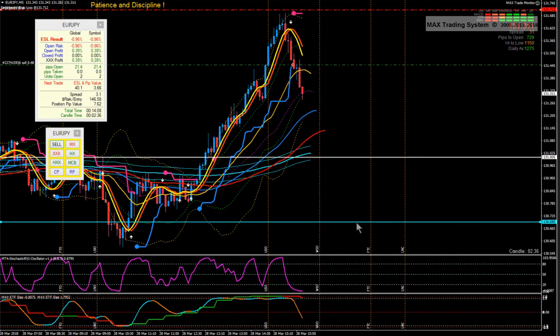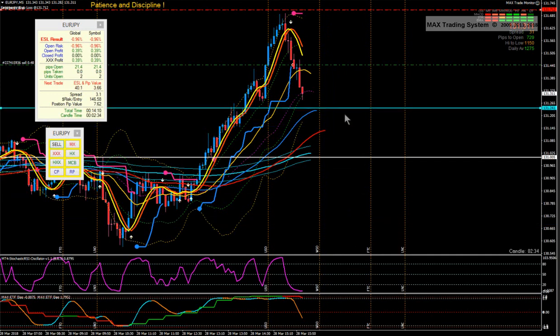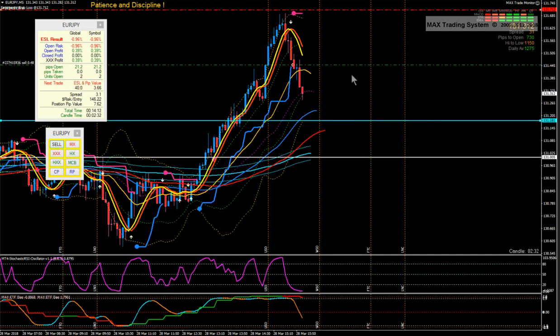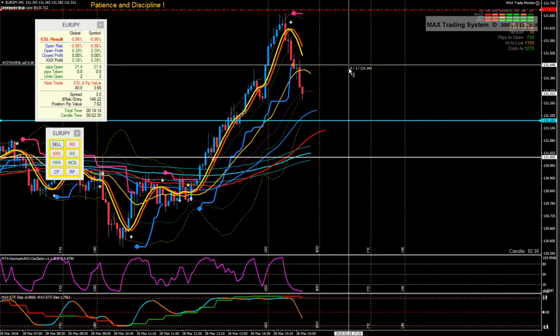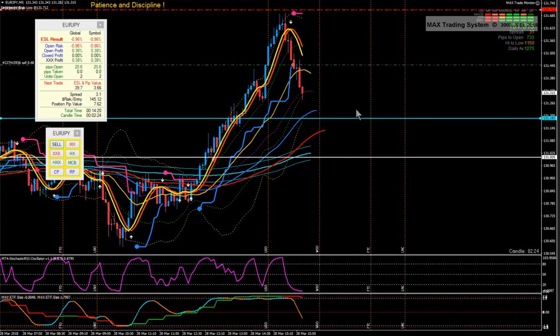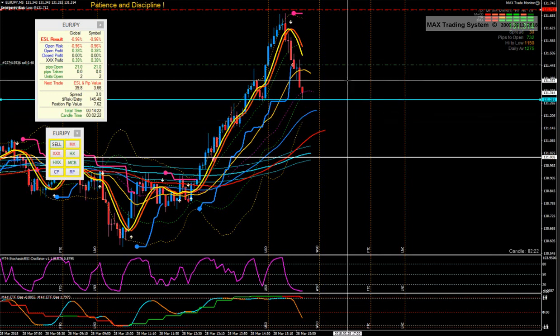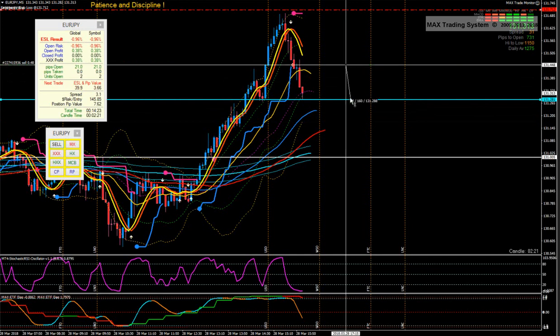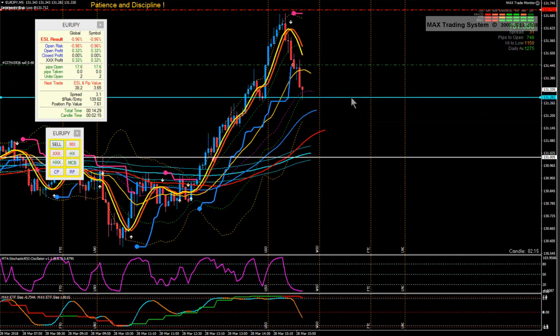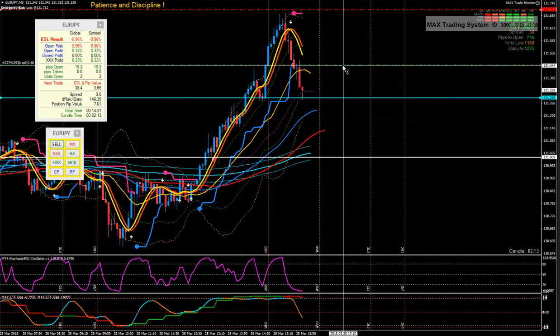One nuance we have in the MAX is what I call a discretionary decision. I'm going to place that horizontal line. I will explain just in a moment. Let me check again. Okay.